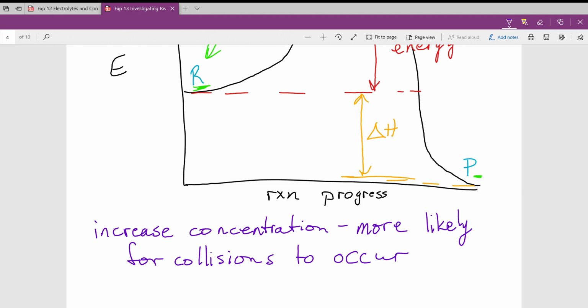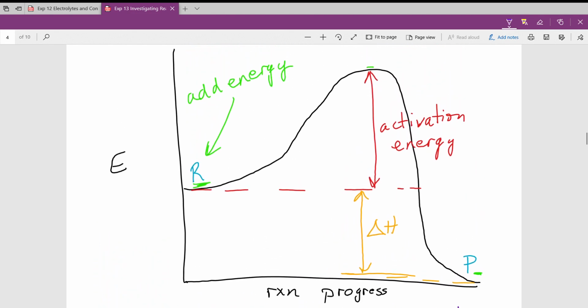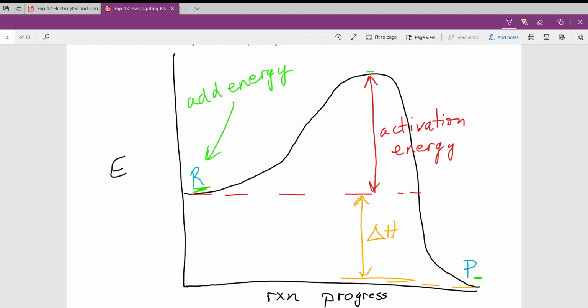So one more thing we can fiddle with in this is we can change that activation energy. How do we do that? We add a catalyst. And when we add a catalyst, we start at the same spot, but we don't go over nearly as high a hump, and we go to the same end point. So that is a different activation energy. Just draw it right to there.